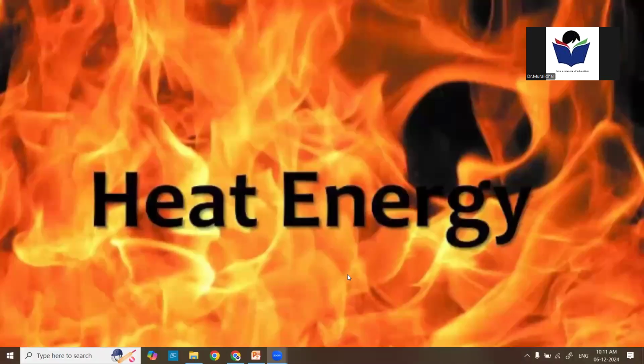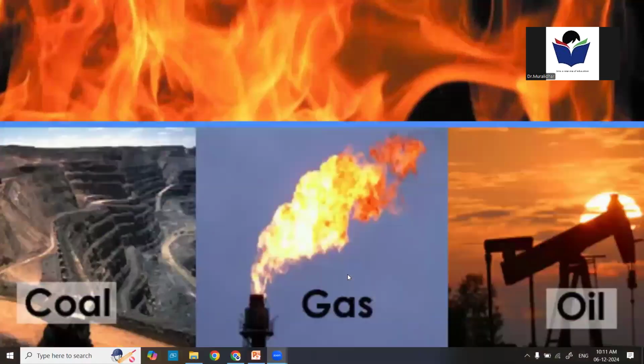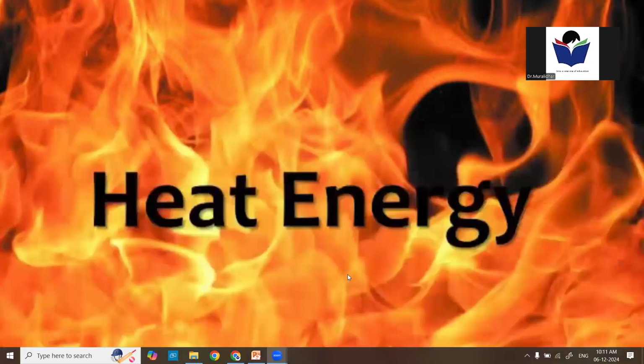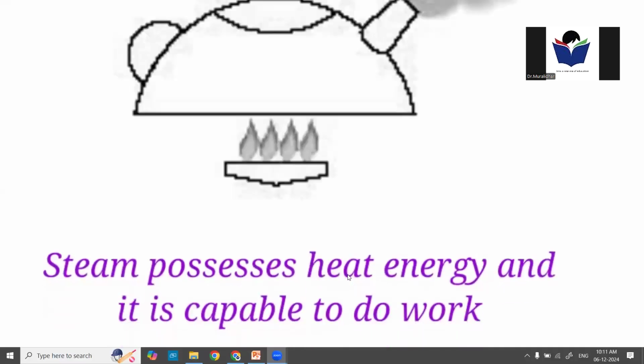Next is heat energy. Now, what is heat energy? When we burn something like coal, oil or gas, heat energy is released, and due to this energy we can do many kinds of work. So the energy released when we burn anything like coal, oil and gas is known as heat energy. A very common example of heat energy is steam. Steam possesses heat energy and it is capable of doing work.